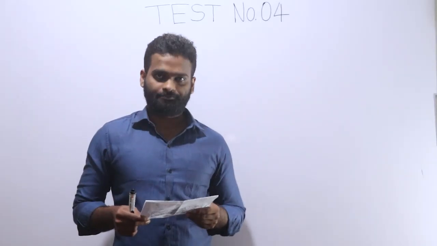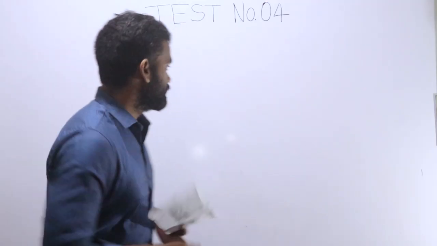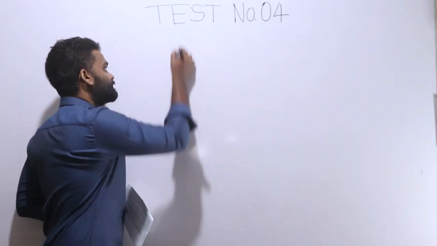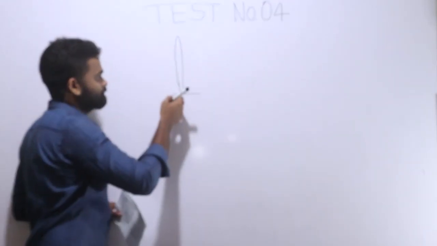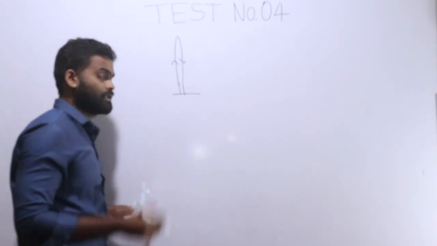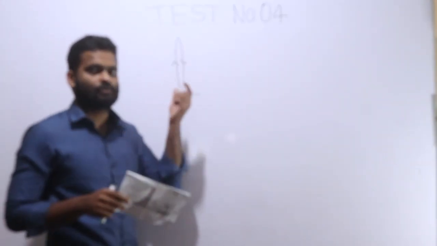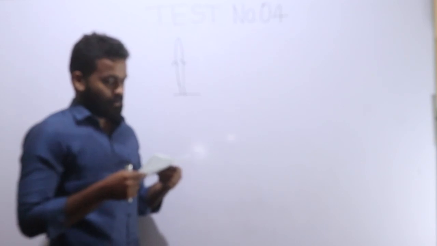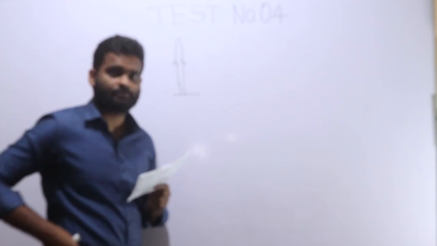The 8th question: the ball is projected vertically upwards. Which one of the quantities remains constant for its motion? Okay, so they say a ball is projected upwards, so the motion of it would be like this. It goes up and comes down along the same line. These are not two lines, right? These two lines coincide. Then they are asking what remains constant for this motion.